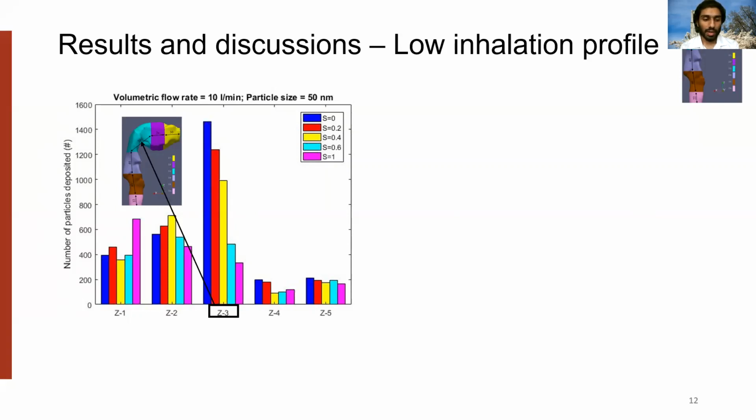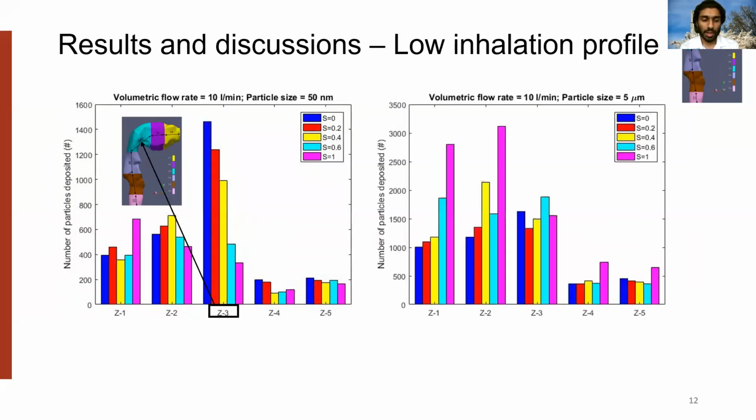It is evident that for nanoparticles, the overall reduction in deposition fraction is primarily due to the reduction in deposition fraction in zone Z3, which encapsulates the hot spot in particle deposition due to inertial impaction. A similar trend is observed for micron-sized particles, but beyond swirl number of 0.2, for particle size of 5 micron, there is an increase in deposition fraction in Z3 due to sedimentation.